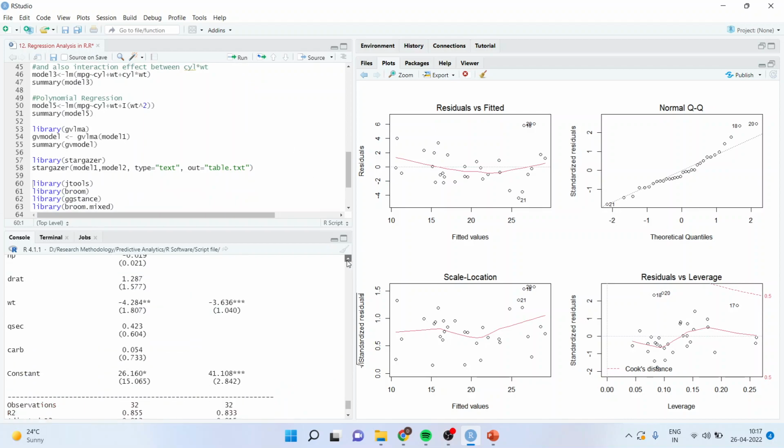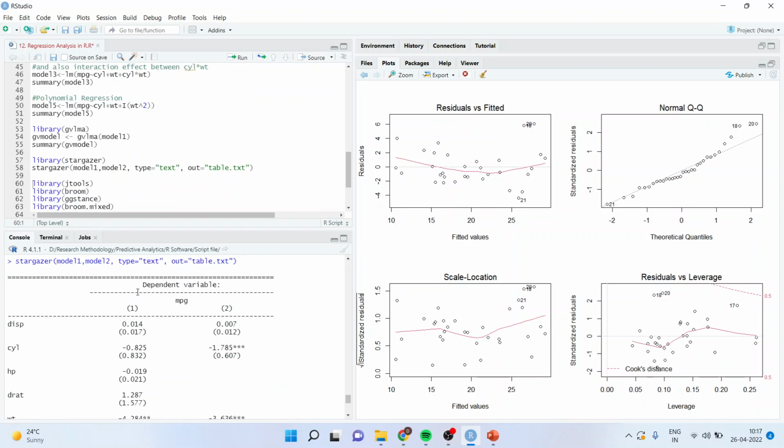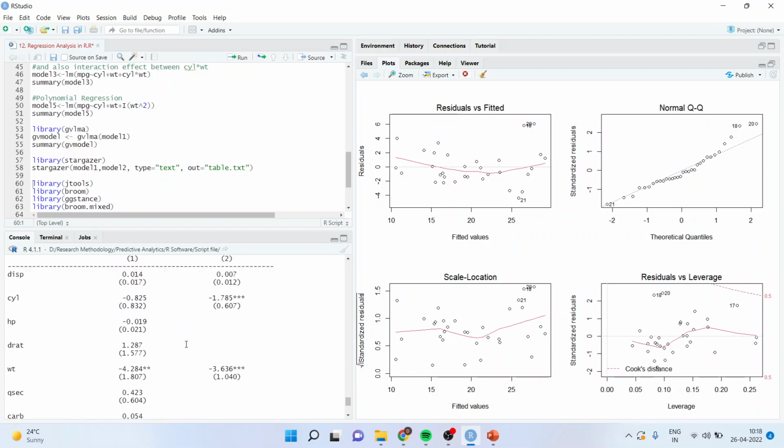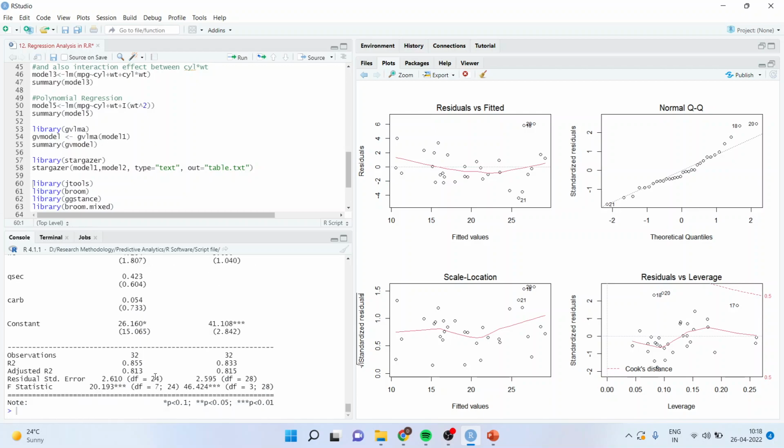You can see how it's giving you the output: dependent variable, MPG, displacement, cylinder, HP, D rate, which are the variables which are included. Observations, R square, there is a comparison between two models, adjusted R square, residual, F statistics is there. So it gives the result in much more organized form.